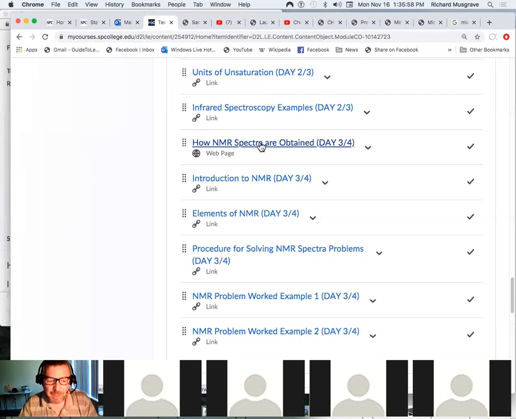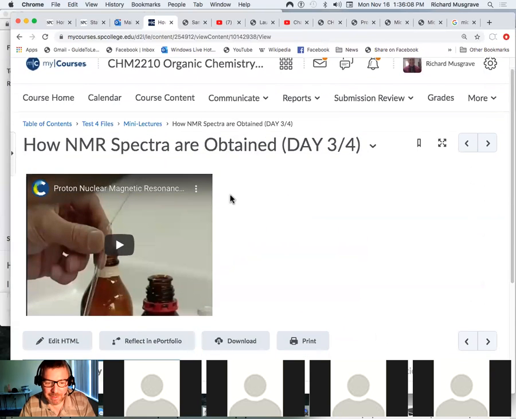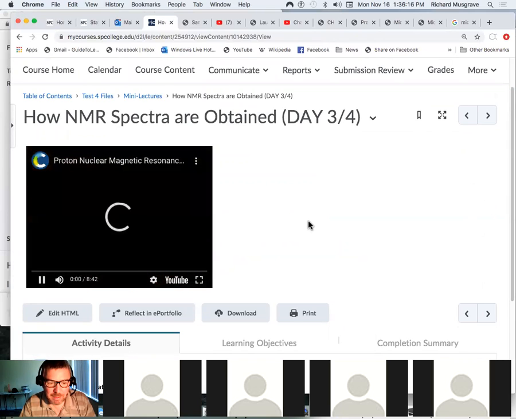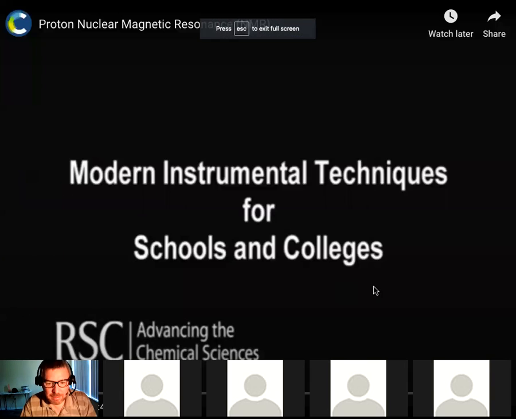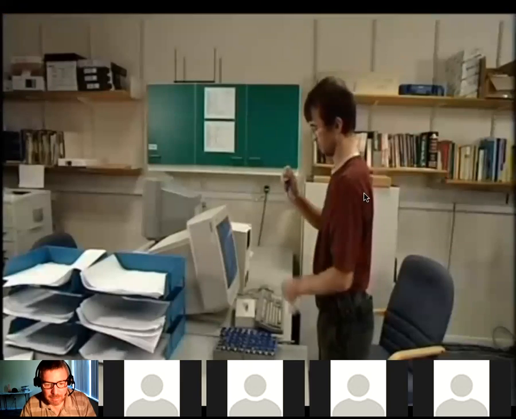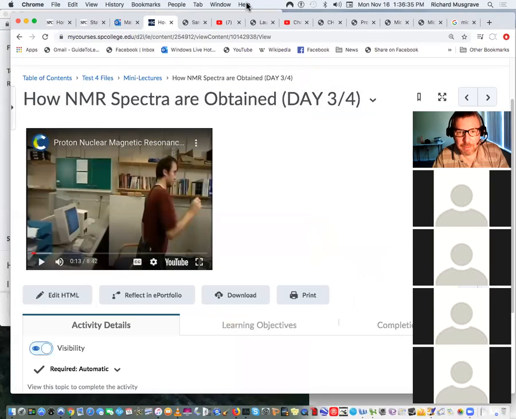All right, I know you've all heard of MRI. So let's take a look at how NMR spectra are obtained. MRIs use the same kind of magnets and everything else. Now, I'm not going to play the whole thing. I'm just going to give you some highlights of it. Oh, hang on. Let me just fix something here.